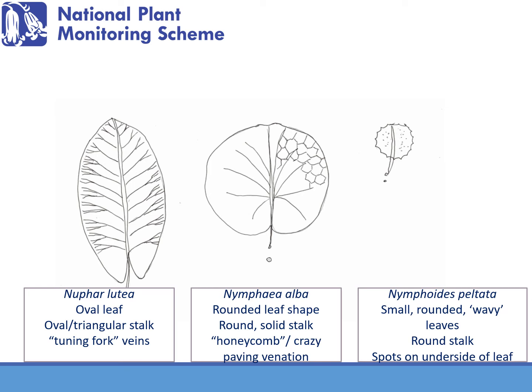Nymphoides peltata tends to be a smaller, rounder leaf, but it has a very obvious, pronounced, crinkly, wavy edge. The Nuphar lutea, if you look at the leaf stem, it tends to be oval in cross-section, whereas the leaf stem of Nymphaea alba tends to have a round, more solid stalk, and the Nymphoides peltata also has a round stalk, but it also tends to have spots on the underside of the leaf. So they're really quite easy to tell apart if you look at the leaf.